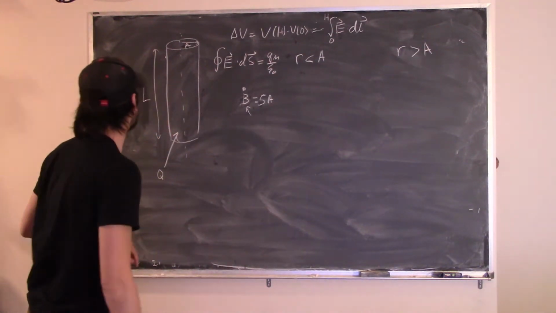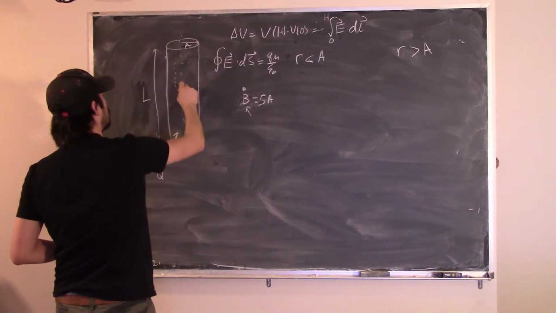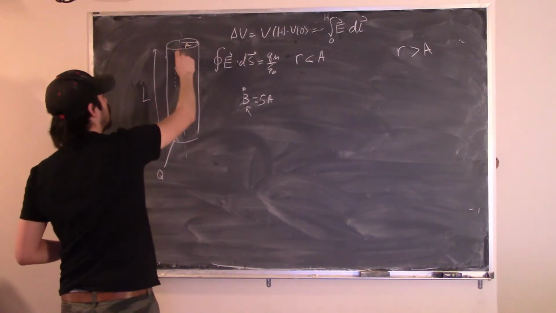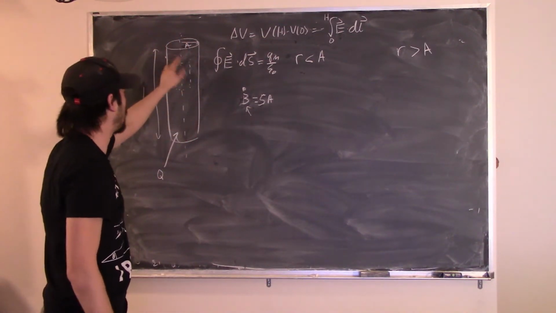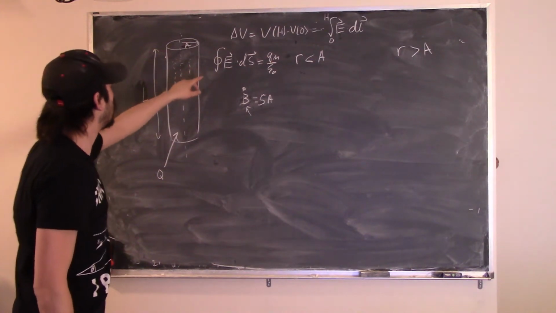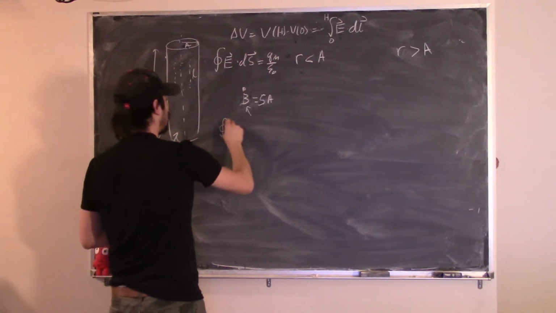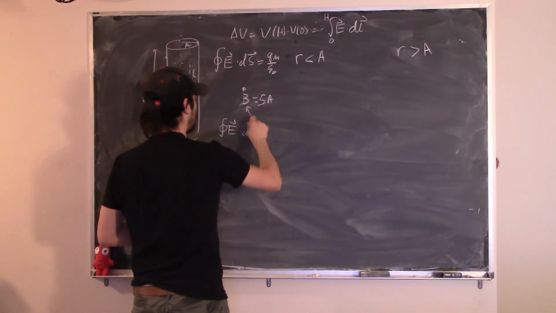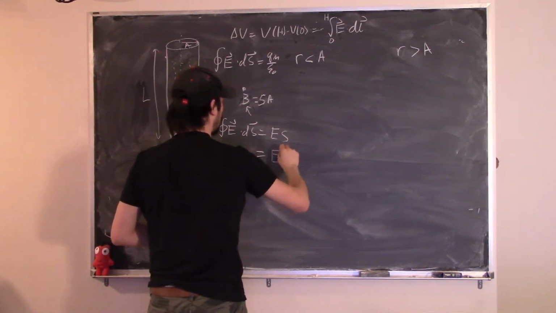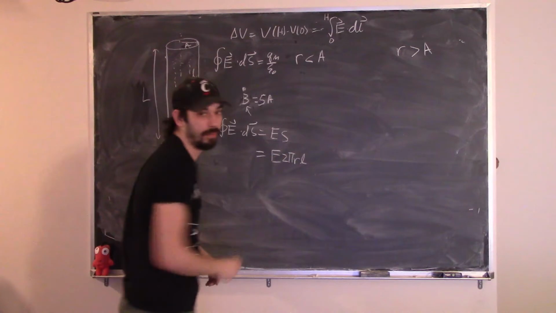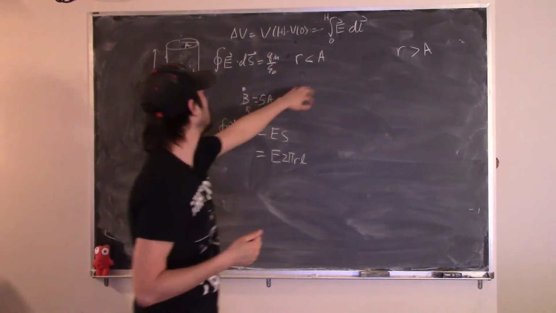Because this is cylindrically symmetric, the Gaussian surfaces that I want to draw are cylinders, where the axis of the cylinder of charge is the same axis as the Gaussian cylinder. If this is some lowercase l, then the integral of E dot ds reduces to E times s, which is equal to E times 2 pi R times L.